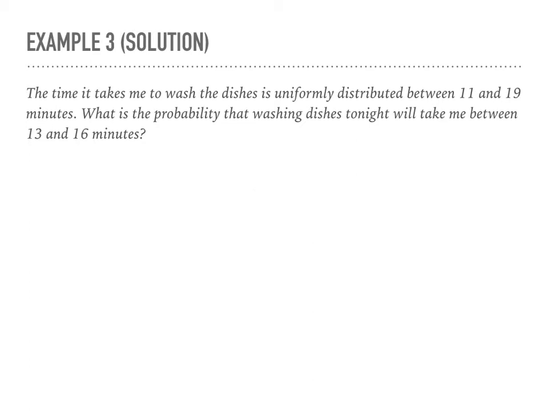Looking at example 3, the time it takes to wash dishes is uniformly distributed between 11 and 19 minutes. What is the probability that washing dishes tonight will take between 13 and 16 minutes? Again, using the formula, we have 1 over 19 minus 11 times 16 minus 13 equals 3 over 8, approximately 0.38.